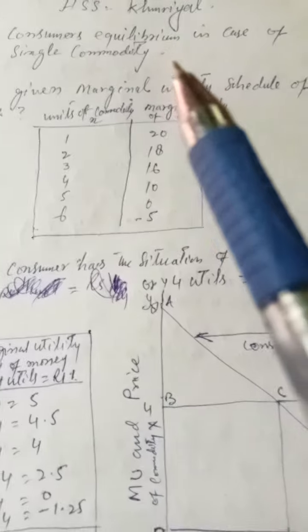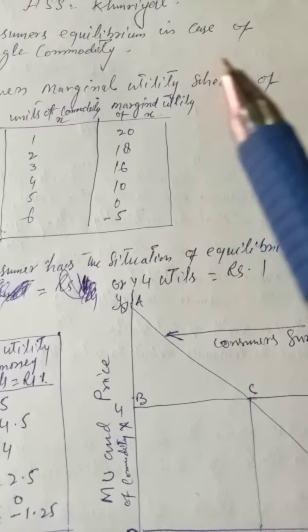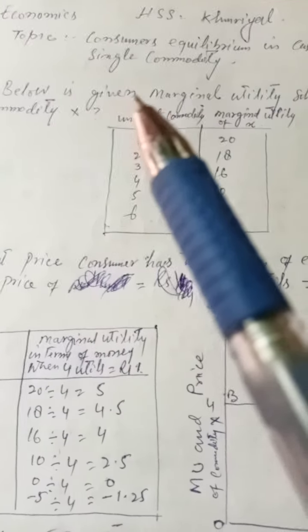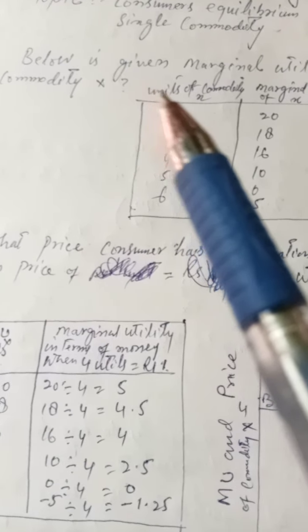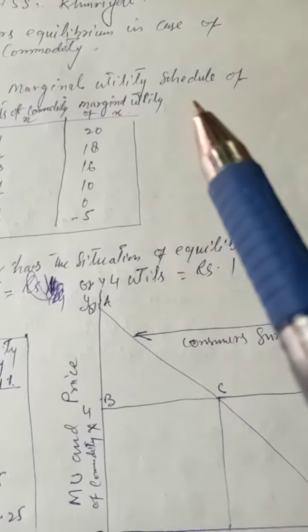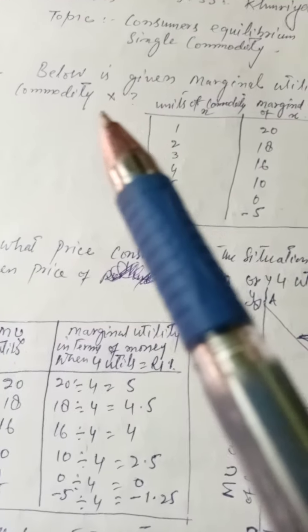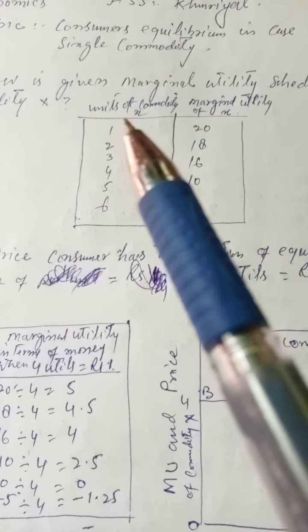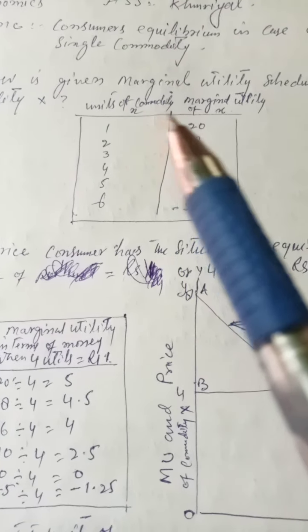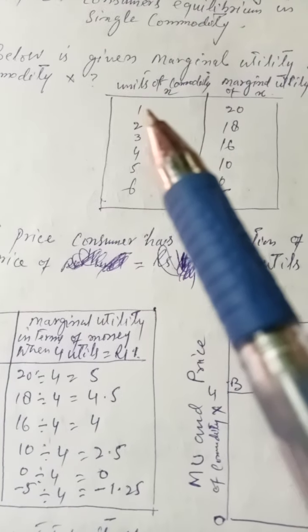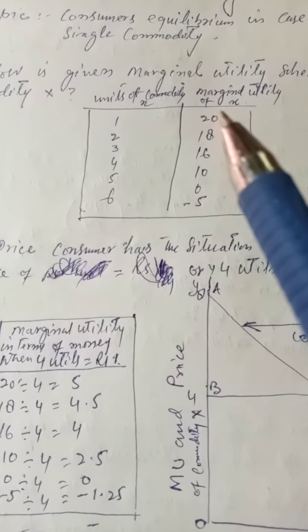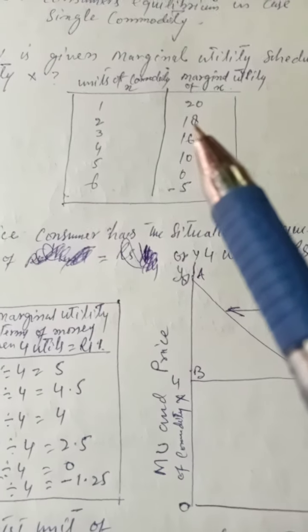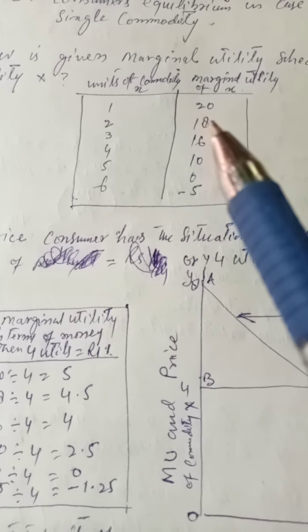Topic is consumer's equilibrium in case of single commodity, or in case of one commodity. Below is given the marginal utility schedule of commodity X. These are units of commodity X, and these are marginal utilities. We can say these utilities also.